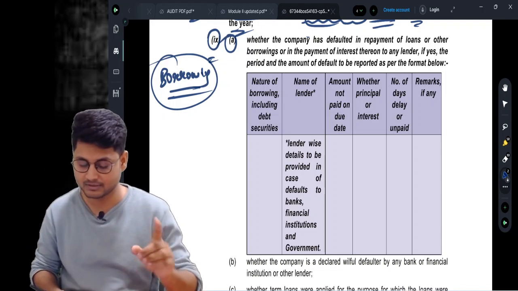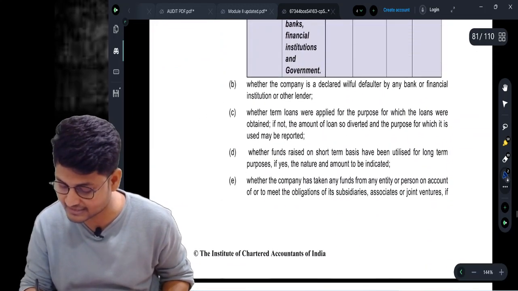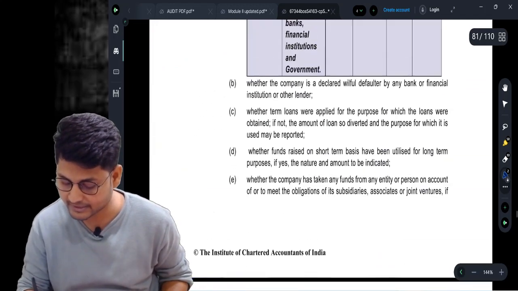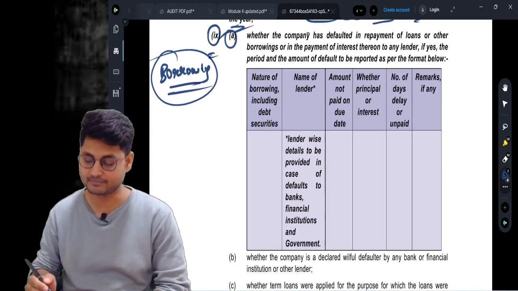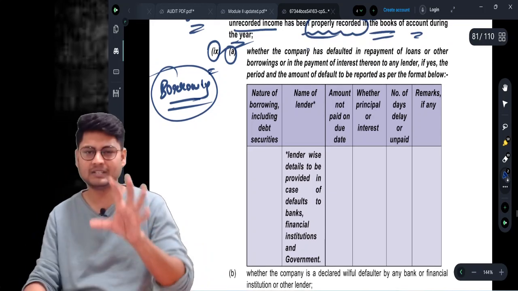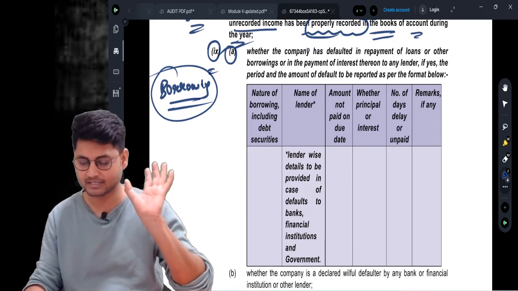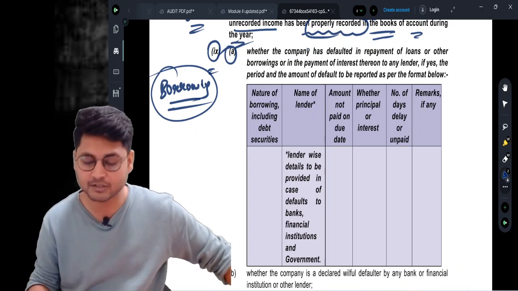Done. So there are how many clauses? A, B, C, D, E, F. So almost 6 clauses are there. It is the biggest, but believe me, it is so simple. So let me highlight a few things. Only the highlighted things you need to write in the notes. You need to fill up all A, B, C, D, E, F. Done. We are in the 9th clause.